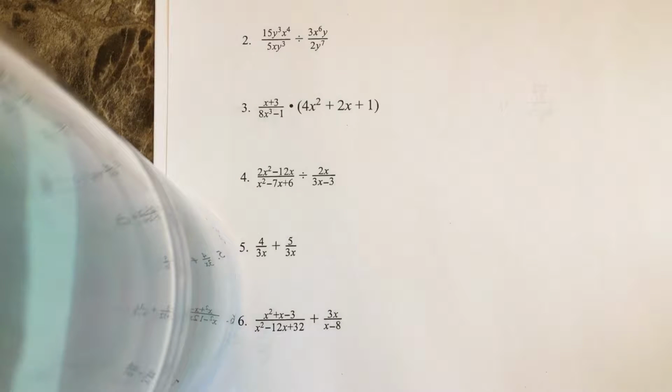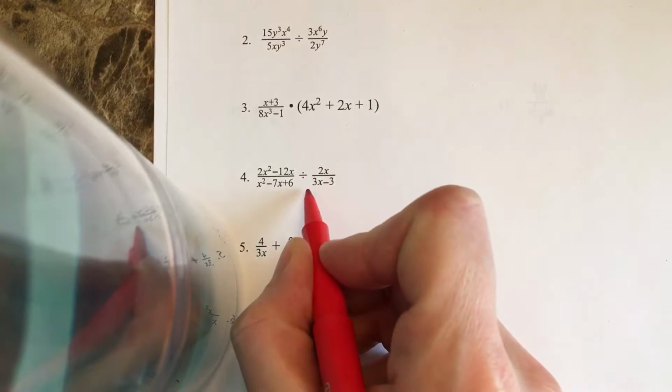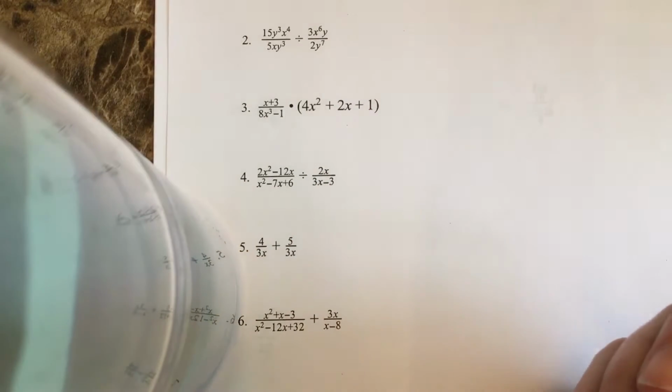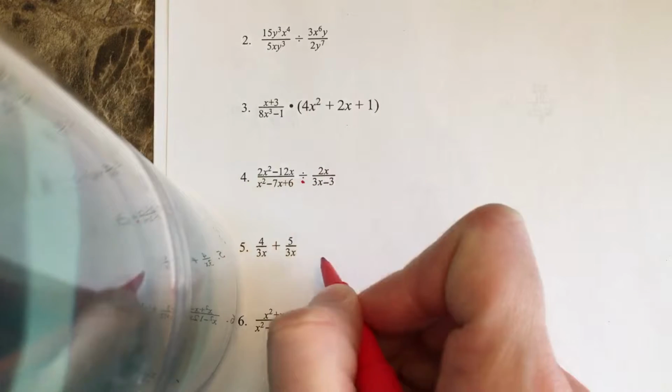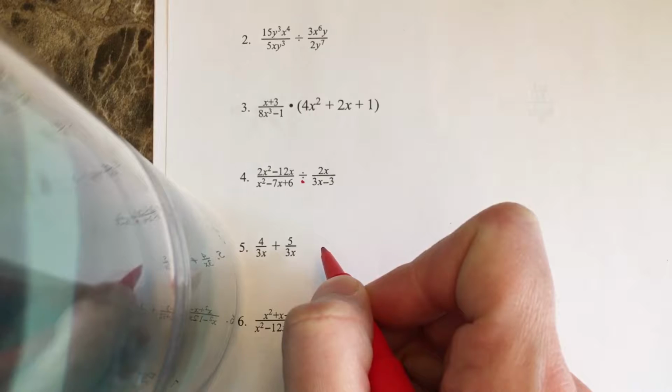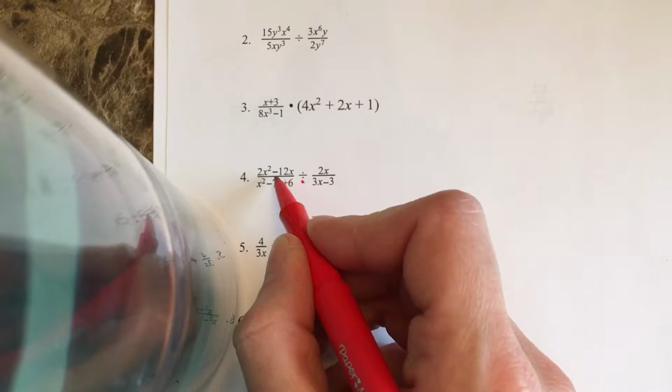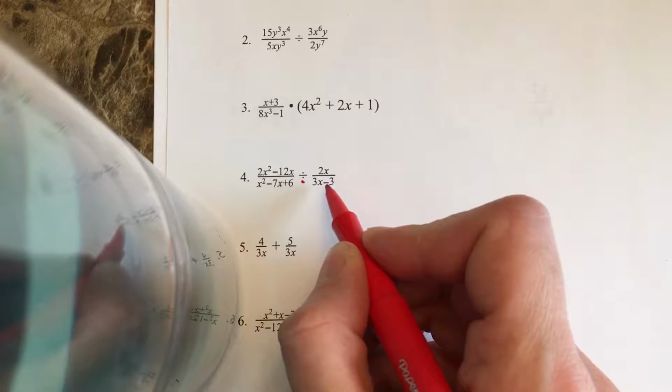On the first page of your review, we're going to take a look at numbers 4 and 6. Number 4 is a division problem. Division and multiplication of fractions we treat very similarly. The difference is that with division, we have to remember that when we divide fractions, we keep that first term the same, but we multiply by the reciprocal of the second.